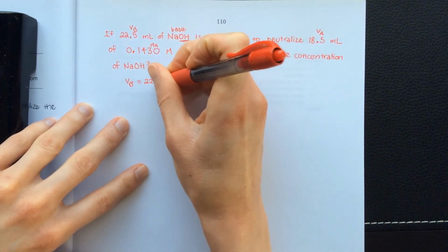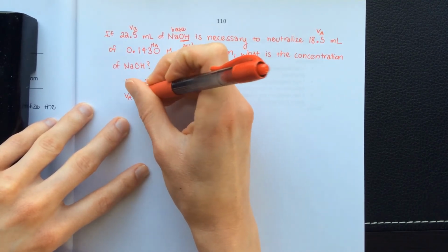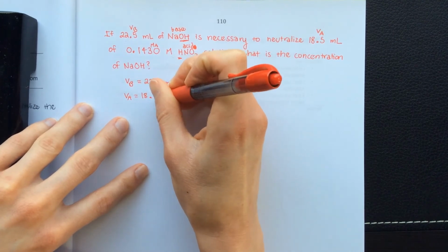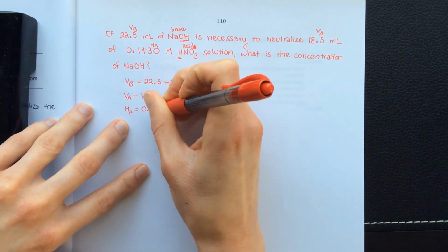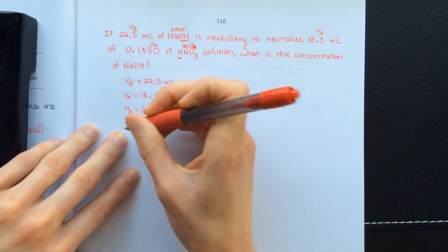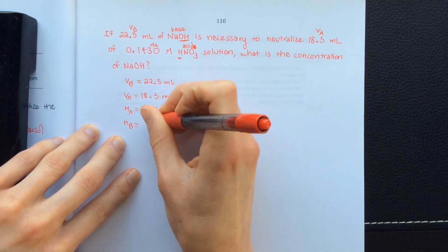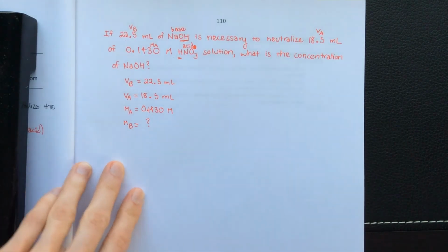Sometimes it helps people to write all of this stuff out in a list. So VB equals 22.5 milliliters. VA equals 18.5 milliliters. MA equals 0.1430 molarity. And then MB is what we don't have, and that makes sense because it's asking us for the concentration of NaOH, which would be MB.